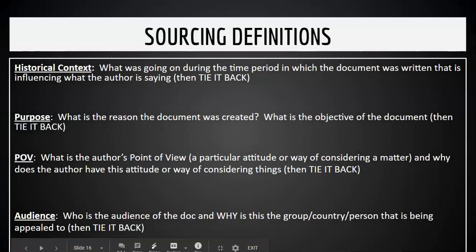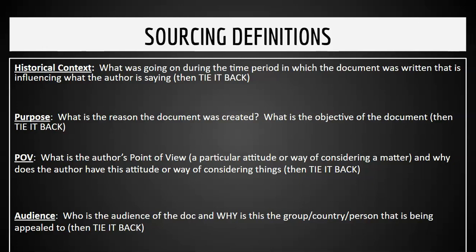Ooh, color change. That's because this is really important. When you source a document or analyze a document for historical context, you're trying to explain what was going on during the time period in which the document was written that might be influencing what the author is saying. So basically, what's going on during the time period that is influencing what the author has either written or painted or drawn or whatever else.